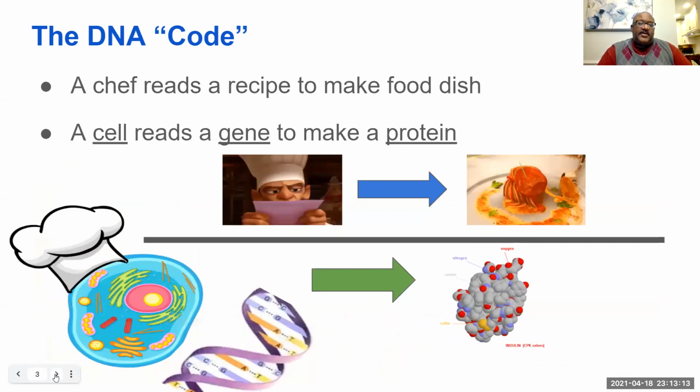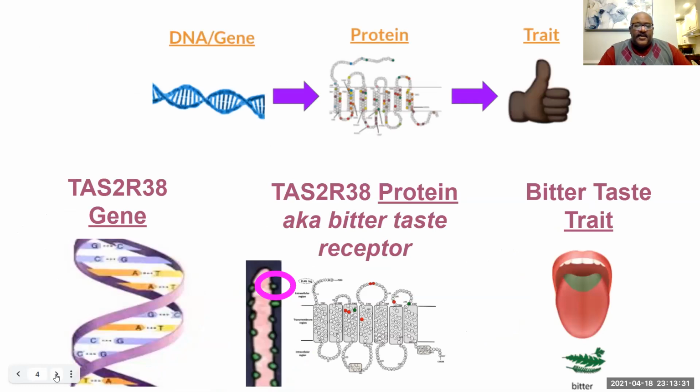The DNA code can be likened to a chef. They read a recipe to make a food dish. The cell reads the gene to make the protein, and the protein codes for whatever it is, eye color, height, all that stuff. These are examples of specific genes. The TAS2R38 gene codes for you having a bitter taste receptor.